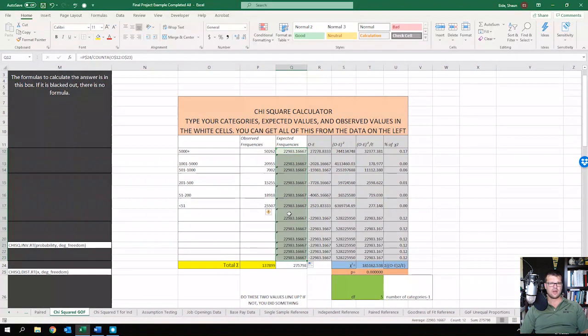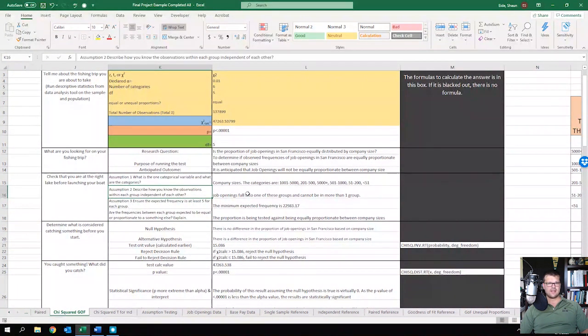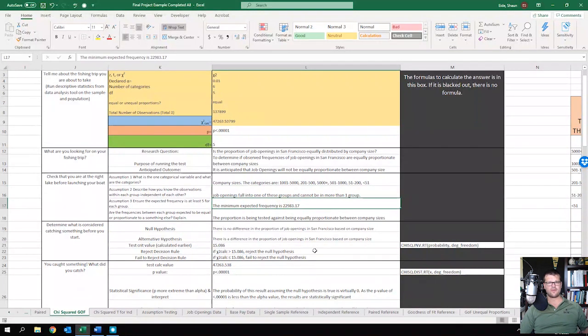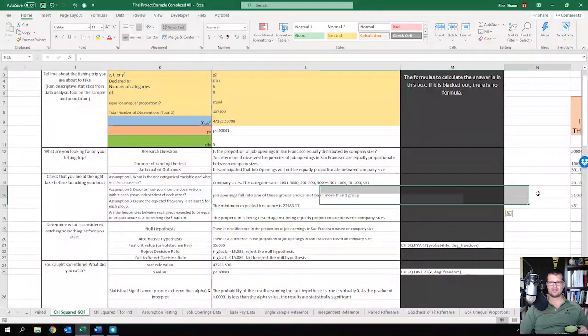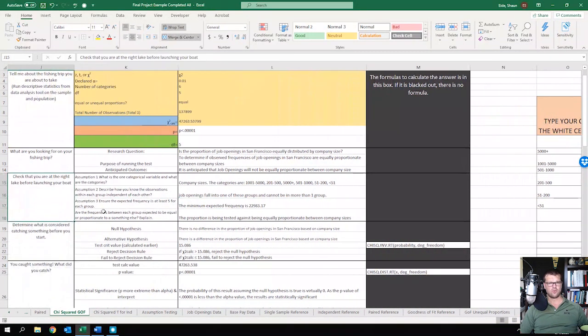And now the expected is going to be 22,983.1667, and if you add all those up, it equals 137, which is the same as that. Okay, so that is the expected. So we can say that the minimum expected frequency is 22,983. Let's just make sure that that's right. 22,983.17. And then are the frequencies between each group expected to be equal or proportionate or something else?